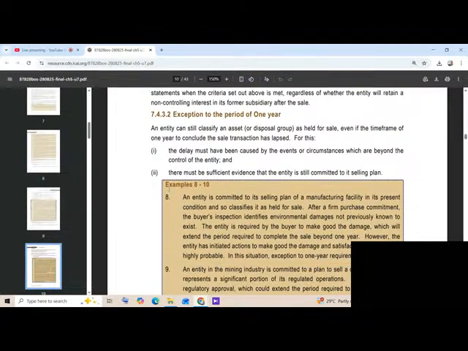Exception to the period of 1 year. An entity can classify an asset or disposal group as held for sale even if the time frame of 1 year to conclude the sale transaction has lapsed. For this, the delay must have been caused by events or circumstances which are beyond the control of the entity, and there must be sufficient evidence that the entity is still committed to its selling plan.